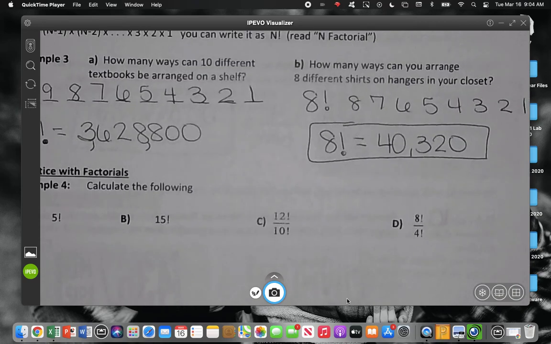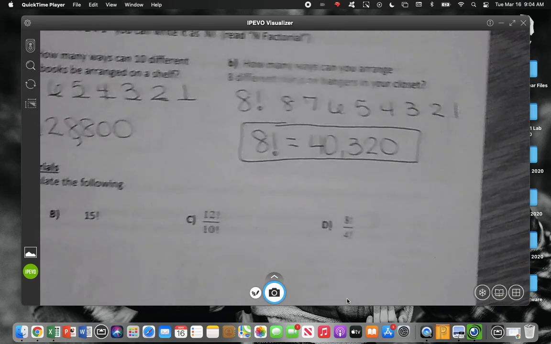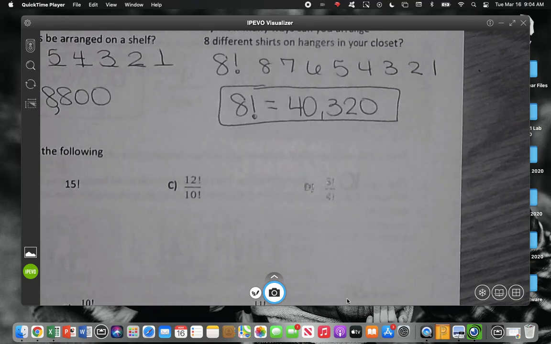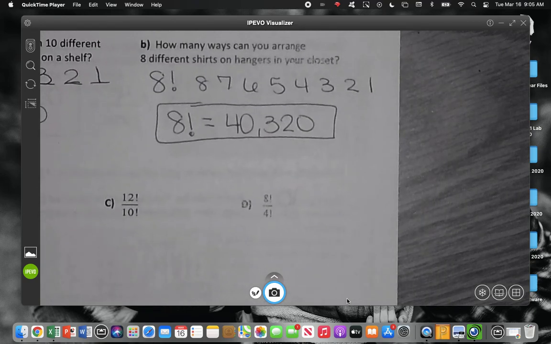All right, now we actually did some practice with factorials. We did stuff like this yesterday. Let's just skip. Let's review D. Don't forget, if you did not turn in that assignment, it is due tonight at midnight.